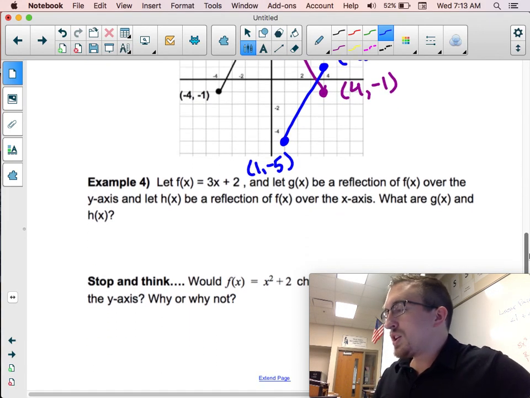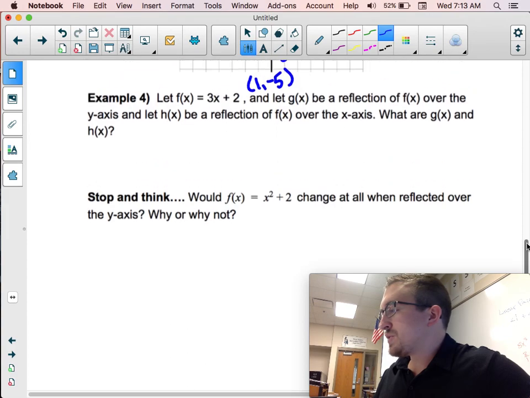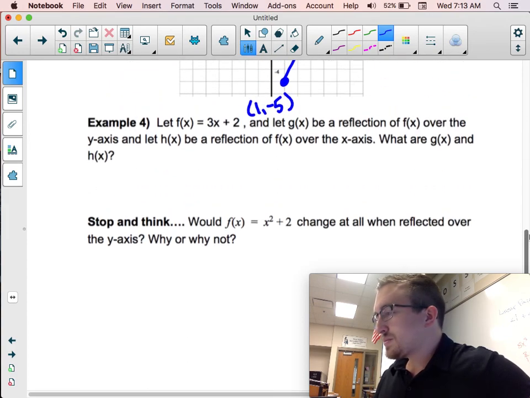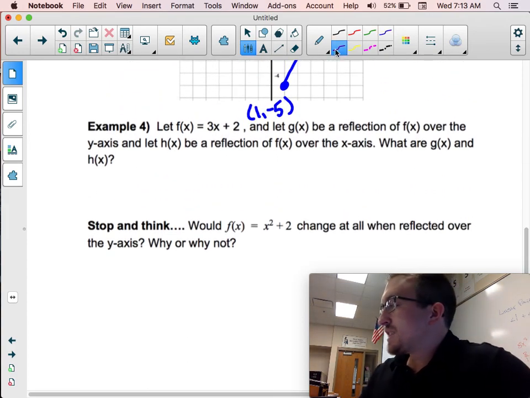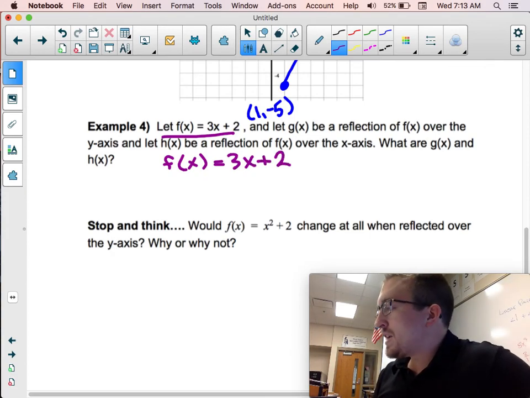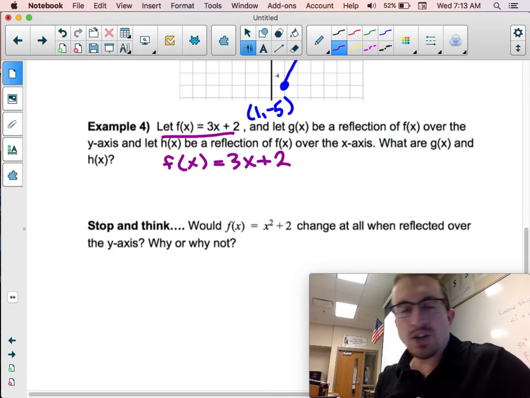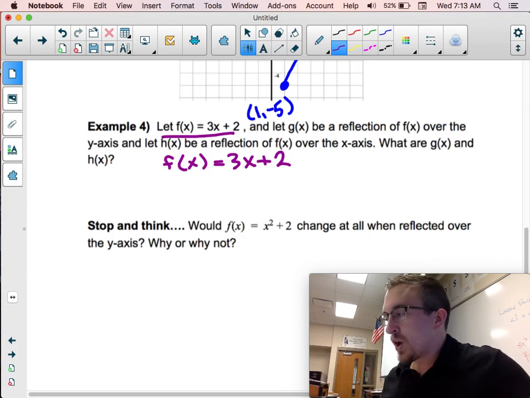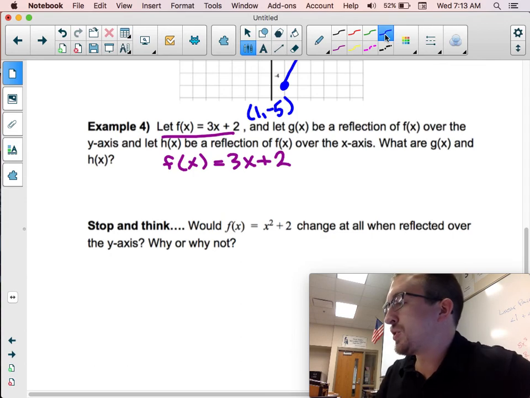Let's take a look quickly about how this works algebraically. So I've just got one example here, example 4. Let f of x be equal to the parent function 3x plus 2. And then let g of x be a reflection of f of x over the y-axis, and h of x be a reflection of f of x over the x-axis. Write the function rule for g of x and h of x. I asked, what are g of x and h of x? So let's do both of those.